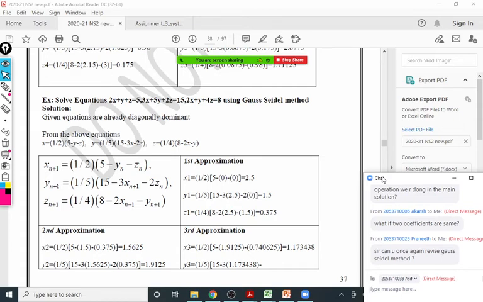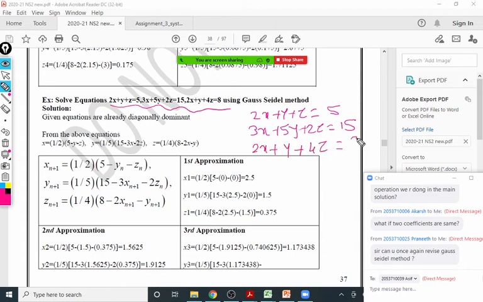So if you have to start this question by the Seidel method, how to start? This is the example you are given. First rewrite the equations like this: 2x plus y plus z equal to 5. Next equation, 3x plus 5y plus 2z equal to 15. Last equation, 2x plus y plus 4z equal to 8. First check whether it is diagonally dominant. It means 2 is greater than the coefficients of y and z. Yes, the coefficient of x is larger than those of y and z. In the second equation, the coefficient of y is larger than those of x and z, and in the third equation, the coefficient of z is greater than those of x and y. So this is diagonally dominant.